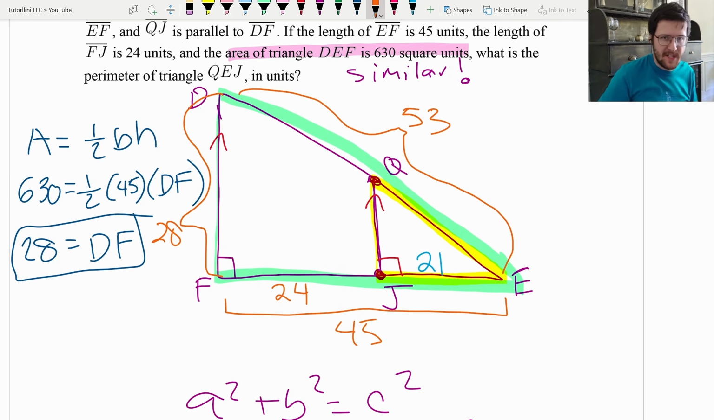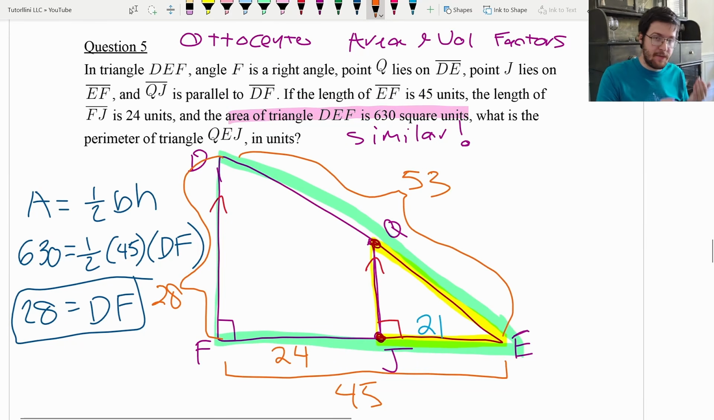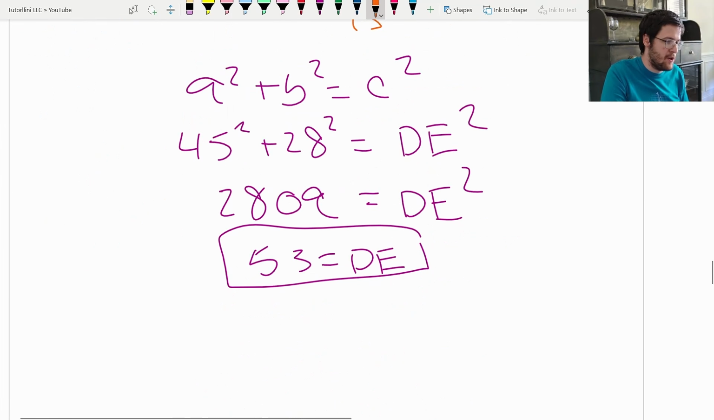So now at this point, I have two options. There's probably a bunch of ways to do this, but this is what I'm thinking. We could set up proportions or scale factors and find the sides of the yellow triangle to find the perimeter of QEJ. Or how about this? We use the knowledge from area and volume scale factors, make it a little bit less work. We find the perimeter of the big one, and then the linear scale factor, the ratio of the lengths, as I talk about in OCT number 10, is the same as the ratio of the perimeters. So let's find the perimeter of the big triangle.